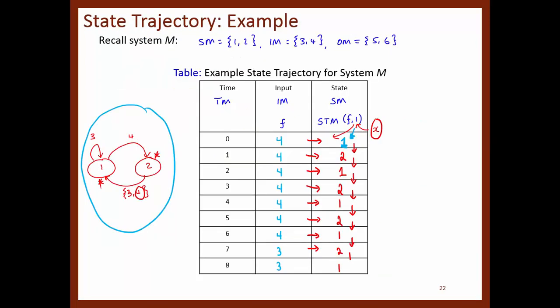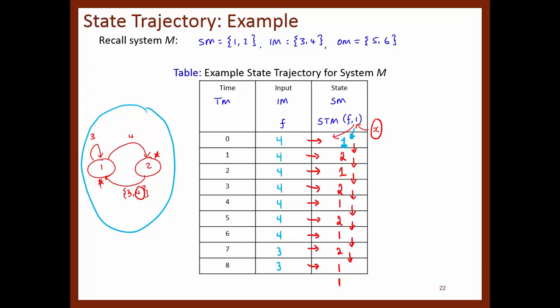What will happen next? If you're in 1 and you receive an input of 3, what will happen? You stayed in 1. Correct. Okay, so I want you to be clear with this table. Most likely you're going to see this in the exam.